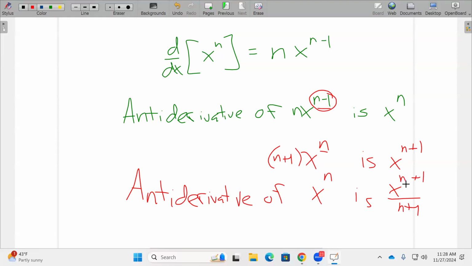And this kind of makes sense. When we take a derivative, the order of operations is bring down the power, then decrease it by 1. If I reverse that, I want to increase the power and then divide by n plus 1. Opposite operations, just reverse everything.